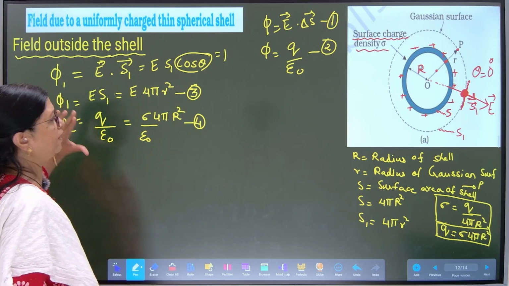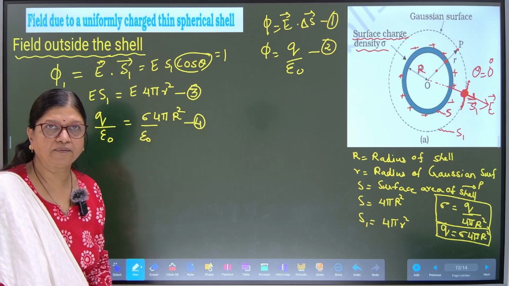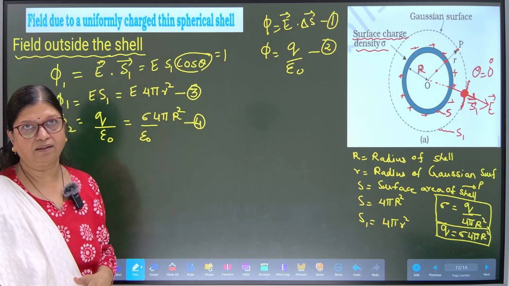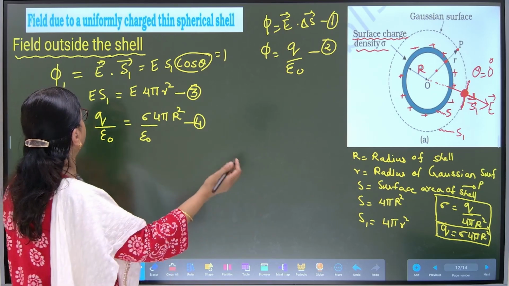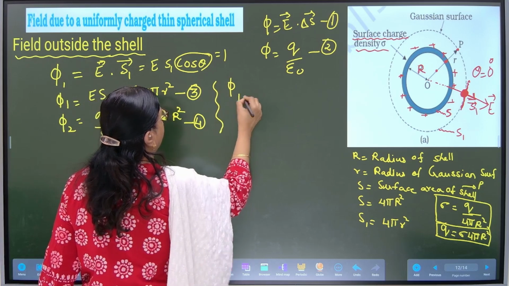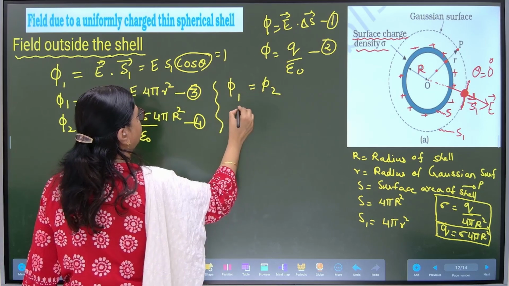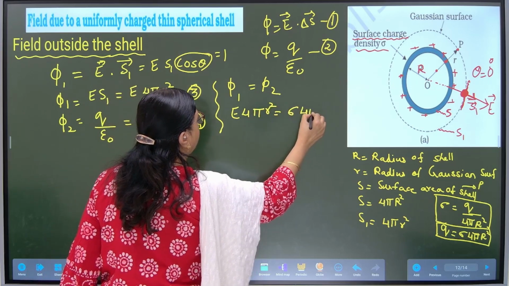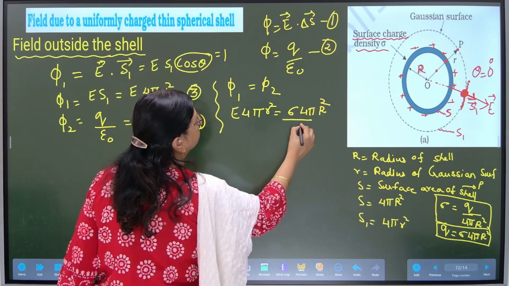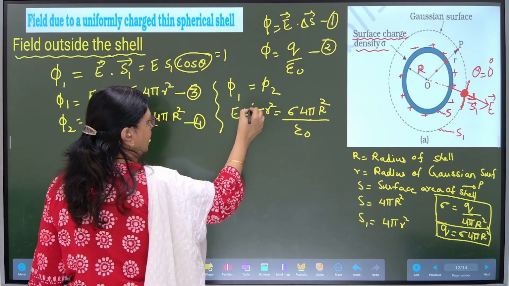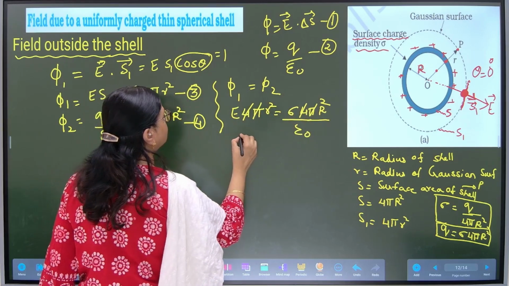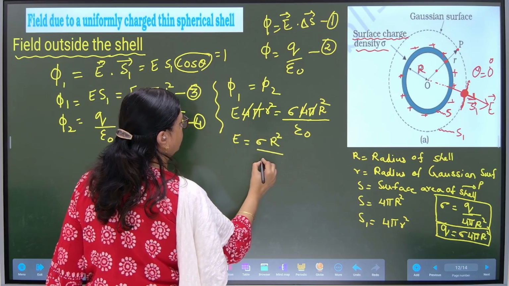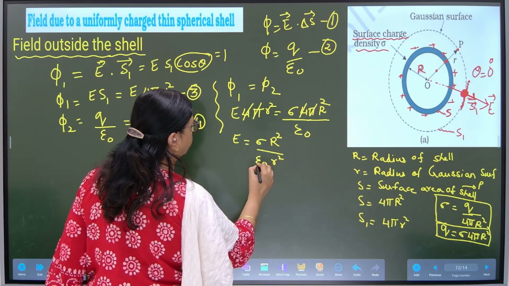Fine. Now, phi 1 and phi 2 both are the fluxes through the given shell. So I can equate them. Let me equate phi 1 and phi 2, so that I get E 4 pi r square is equal to sigma 4 pi capital R square upon epsilon naught. I can cancel 4 pi on both the sides so that I get E is equal to sigma R square, bringing small r square down, upon epsilon naught r square.